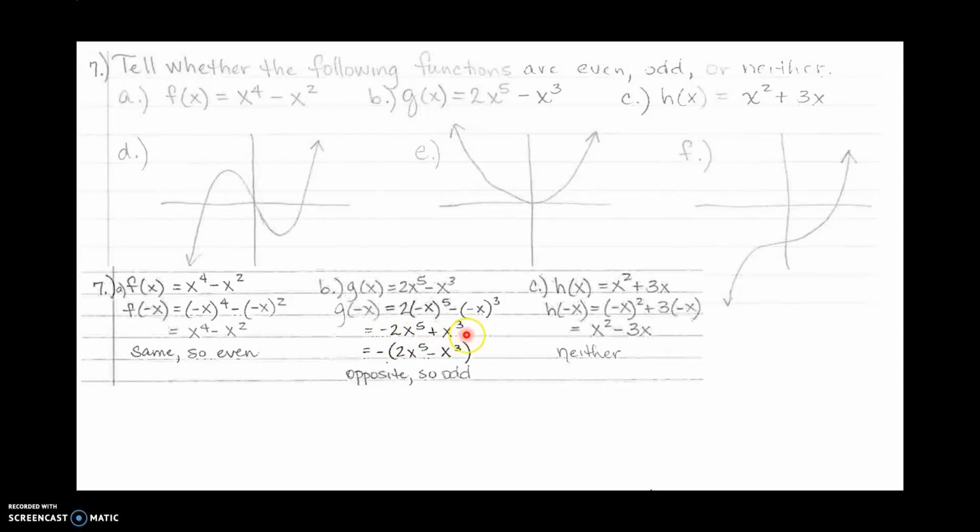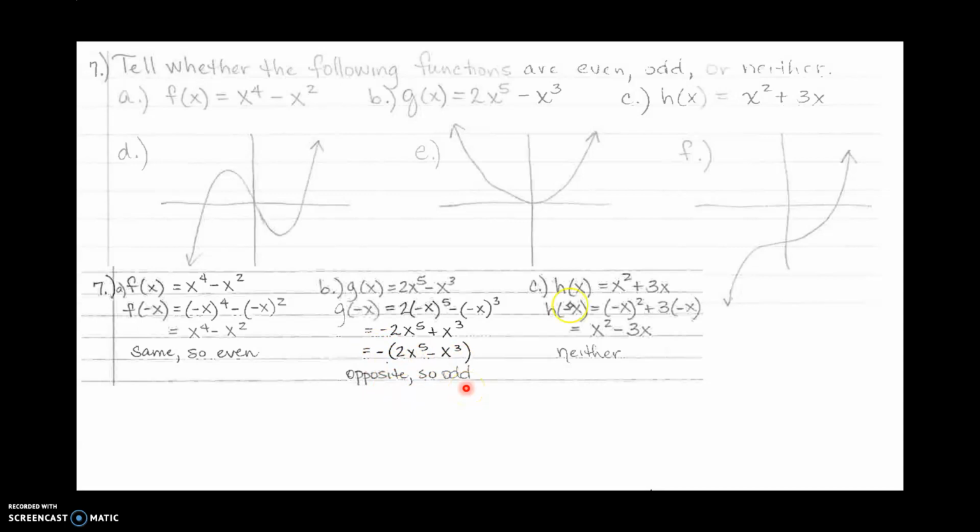It looks like it, but just to be on the safe side, let's factor a negative out of this. So if I take a negative out of 2x to the fifth, that would be a positive 2x to the fifth. And if I take a negative out of x cubed, that'd be a negative x cubed. And that makes it easy to see that, yes, it is the exact opposite of the function that I started with. So opposite is odd.